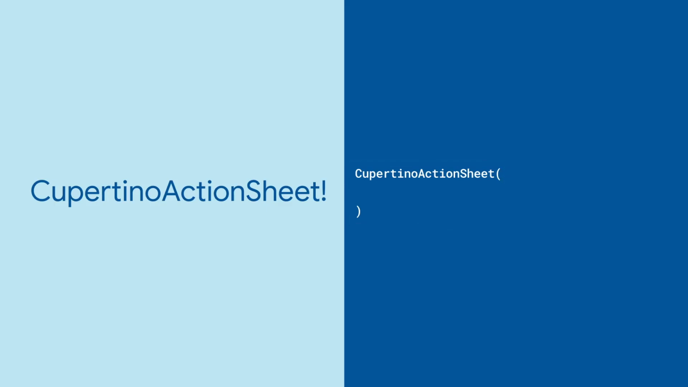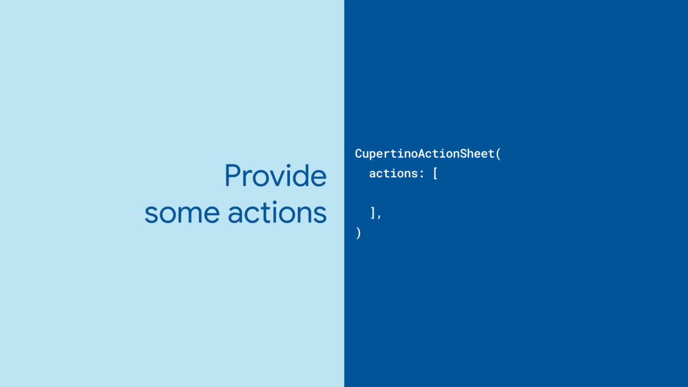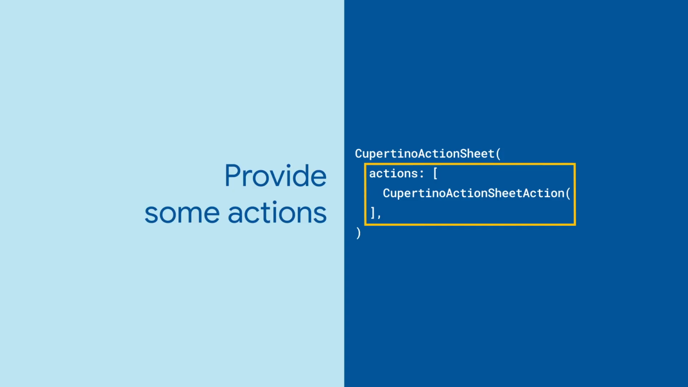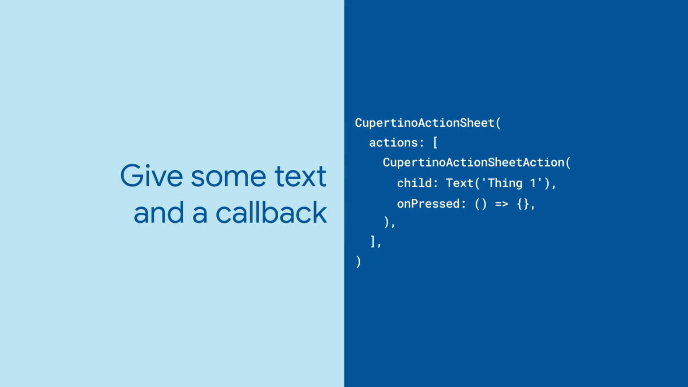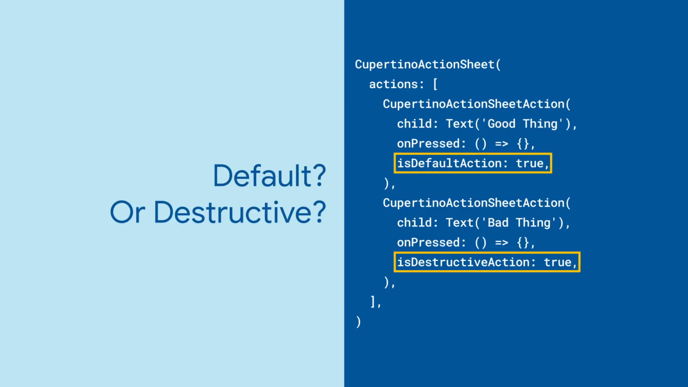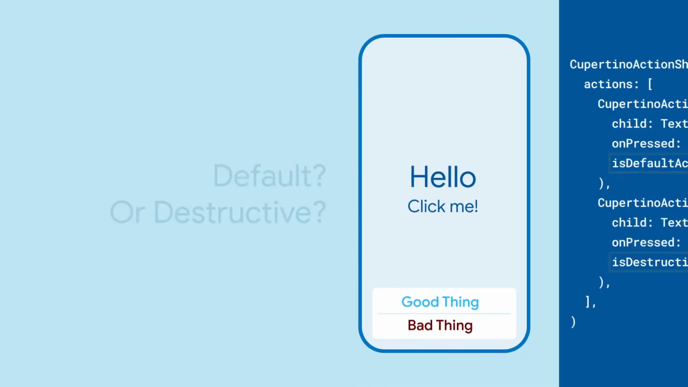the bottom. The actions property represents the list of things that you want the user to choose from. These are given as CupertinoActionSheetActions, and they look a whole lot like buttons. Just like a button, a CupertinoActionSheetAction takes a child widget, usually the button's text, and an onPressed callback which specifies what to do when the action is selected. You can also set the isDefaultAction and isDestructiveAction options, which will style it bold or red respectively.